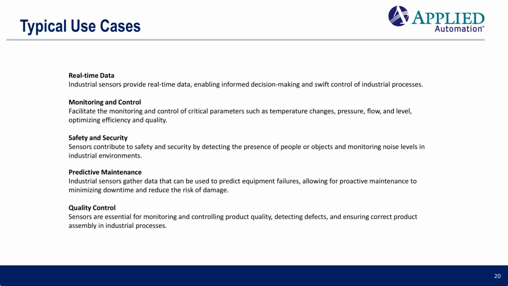Safety and security is also another good use case. So the sensors can contribute to these by detecting people or objects and monitoring different levels and environments. Predictive maintenance, industrial sensors gather data that can be used to predict equipment failures and allow for more proactive decisions to be made before something fails or something happens on the floor. And then quality control, the sensors can be used for detecting defects, controlling product quality, and then assuring the right product is in place.